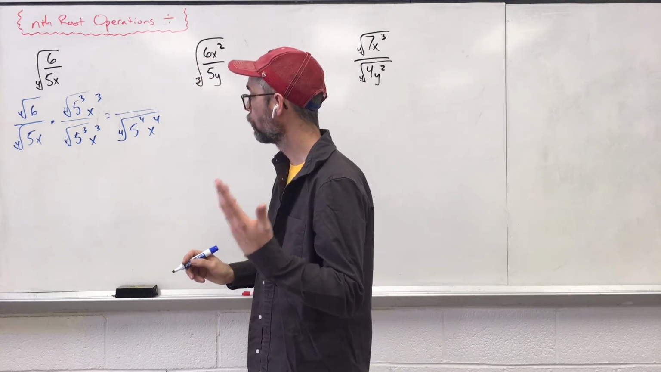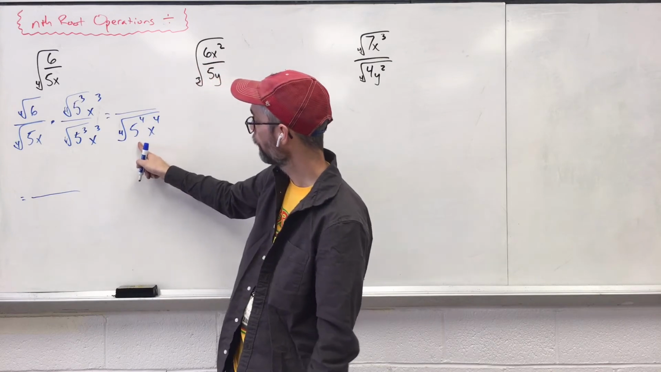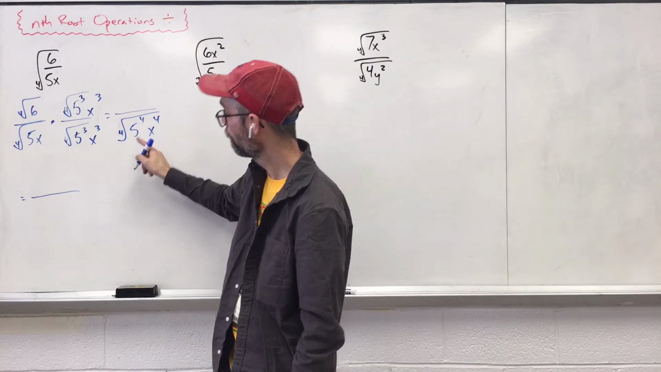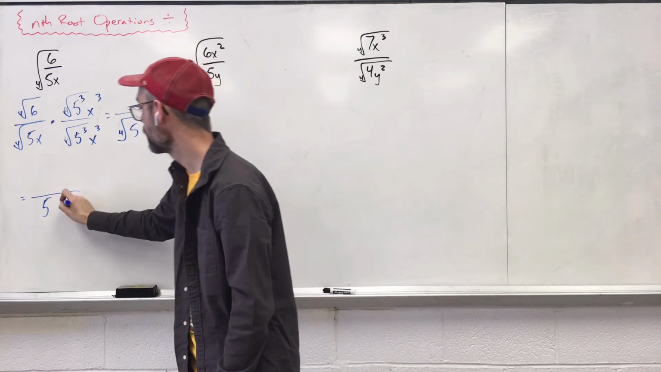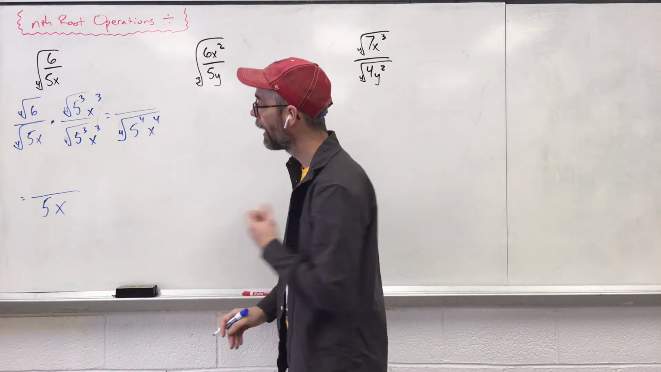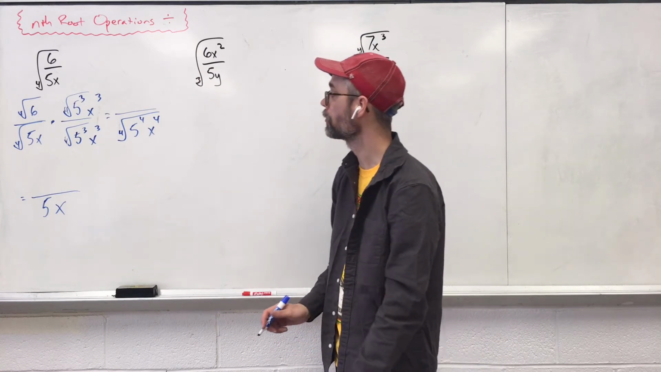If I were to simplify them, what got repeated 4 times here? 5 got repeated 4 times. What got repeated 4 times here? X got repeated 4 times. Look at that. The radical is gone downstairs. Now I've got to worry about the big ugly mess upstairs.